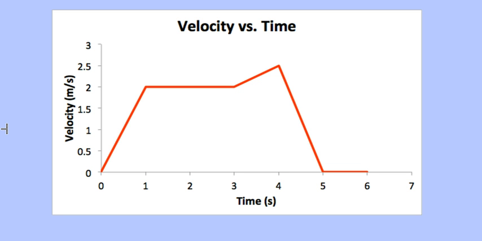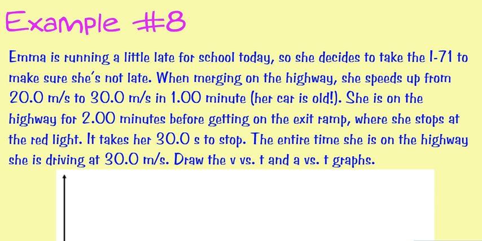We're not going to draw a graph for this one, an acceleration versus time graph, for this particular scenario. Instead, we're going to do another problem, which is going to require us to take words and create two graphs. In this problem, Emma's running a little late for school today, so she decides to take I-71 to make sure she's not late. While merging on the highway, she speeds up from 20 meters per second to 30 meters per second in 1 minute, which is a really long time.